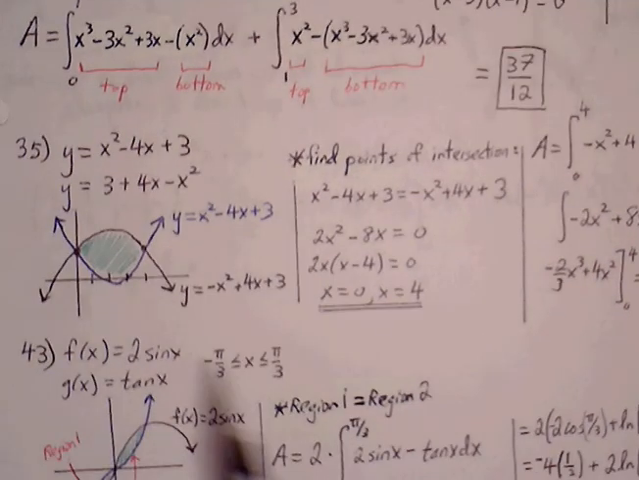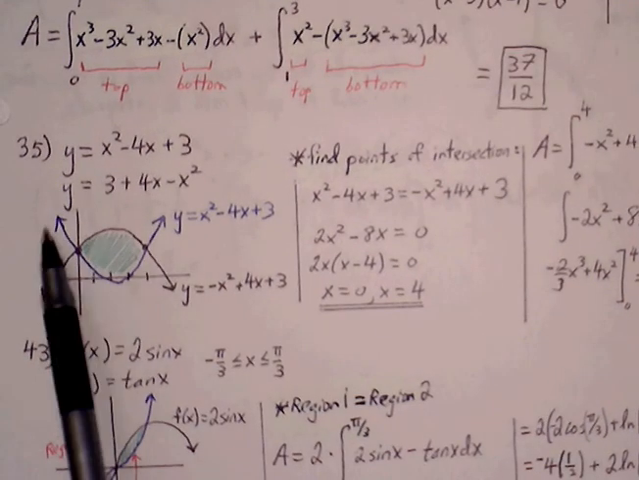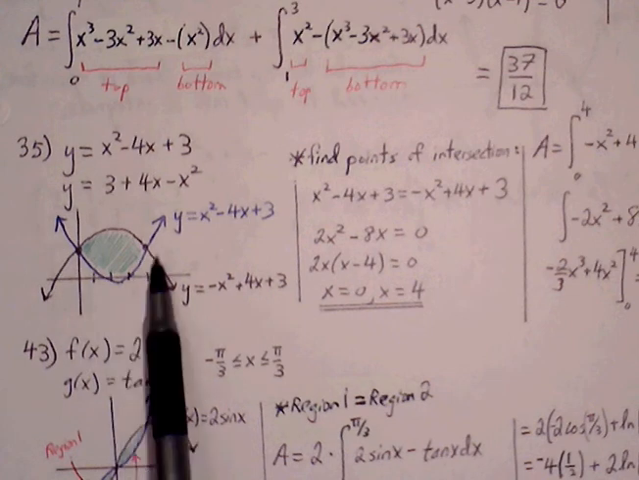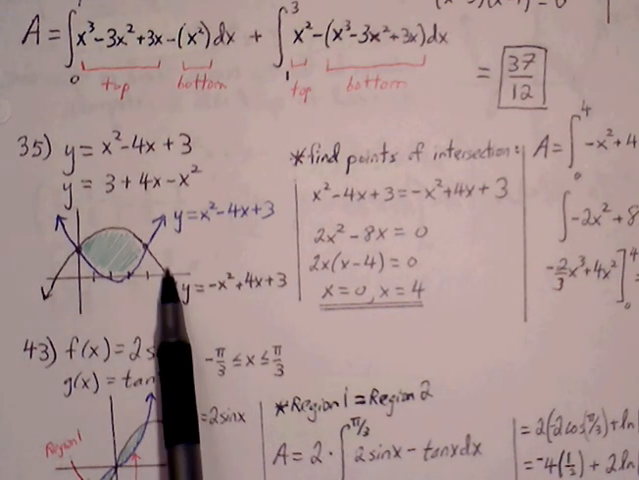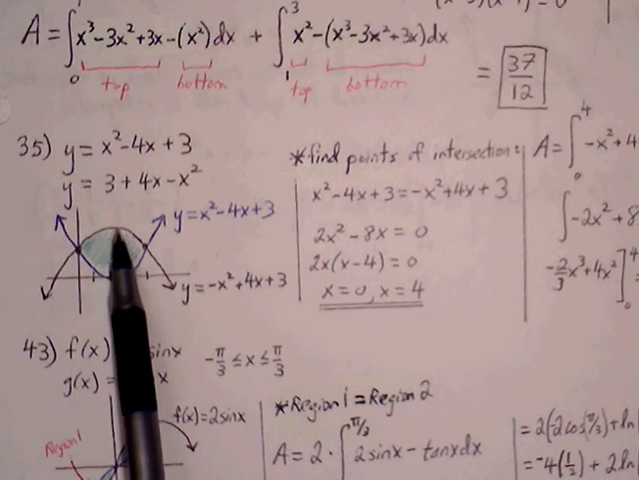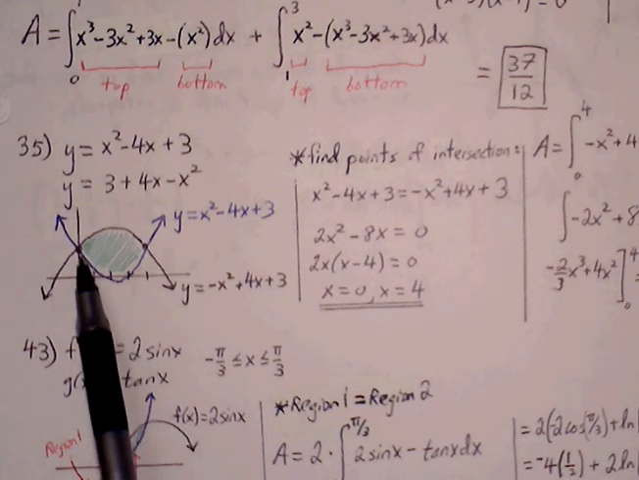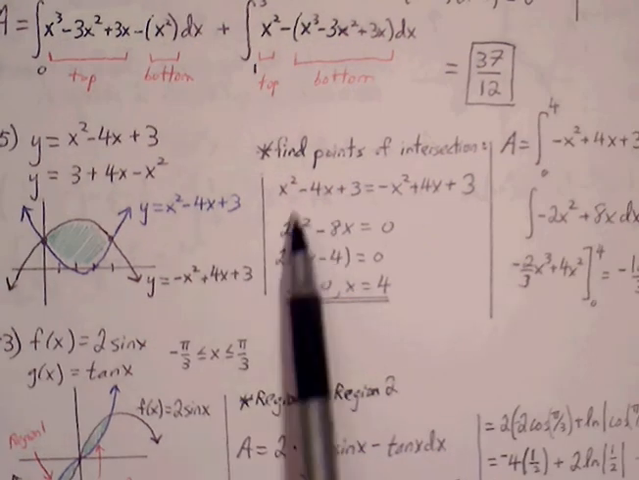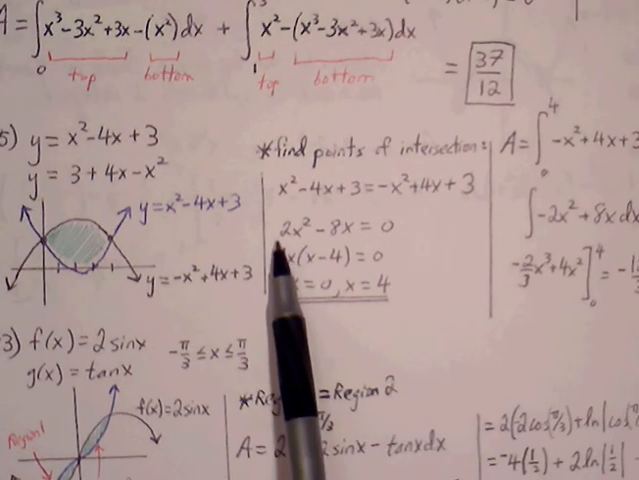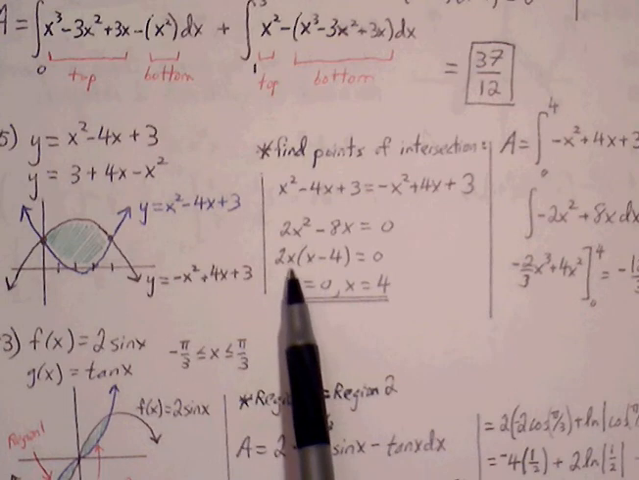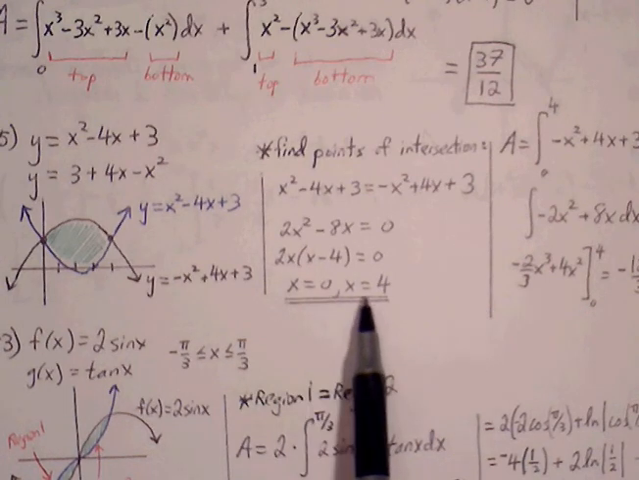All right, 35, we have x squared minus 4x plus 3. This is a parabola that's opening up. We have the 3 plus 4x minus x squared. This is the parabola that is opening down. So this is obviously a top minus bottom. We just need to find these points of intersection, set the two equations equal to each other, bring everything over to one side, factor out the 2x, solve for x, we get 0 and 4.